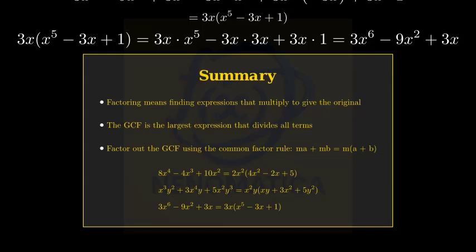For the second example, we factored x cubed y squared plus 3x to the fourth power y plus 5x squared y cubed as x squared y times the quantity xy plus 3x squared plus 5y squared. For the third example, we factored 3x to the sixth power minus 9x squared plus 3x as 3x times the quantity x to the fifth power minus 3x plus 1.